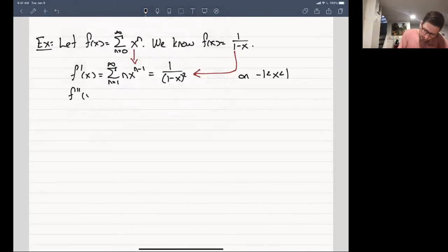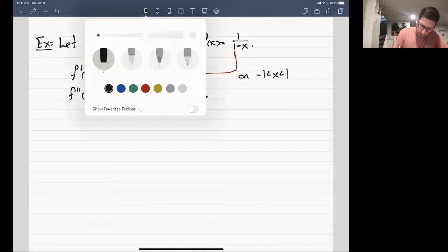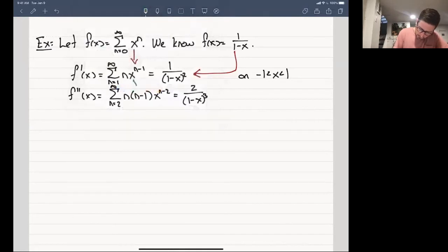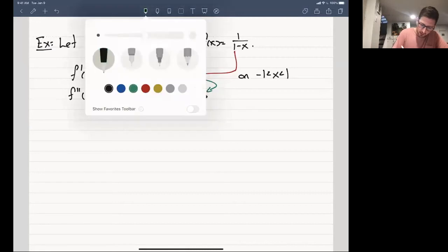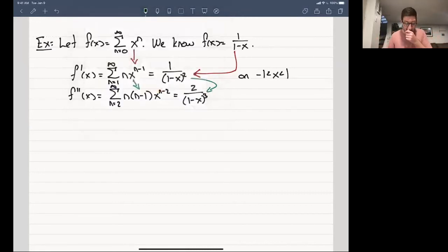Similarly, f double prime of x is the sum from n equals 2 to infinity of n times n minus 1, x to the n minus 2, which we can again just take the derivatives here, and this will give me 2 over 1 minus x cubed. So again, the left side is coming from differentiating the power series. The right side is coming from differentiating the actual function that we already know.